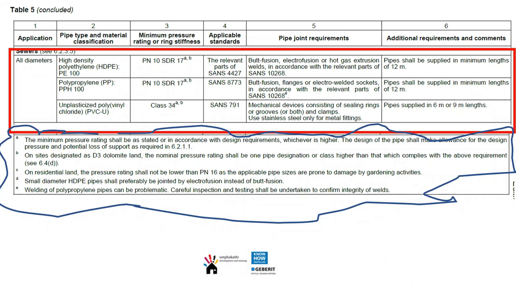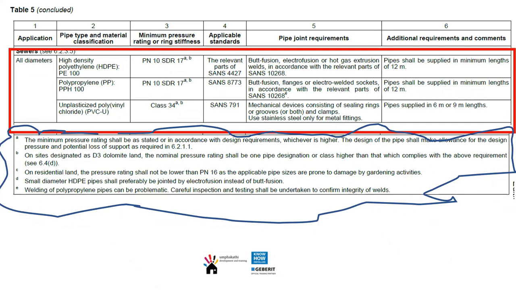Then UPVC class 34. And those need to be with mechanical devices consisting of sealing rings or grooves, or both, and clamps. So it's a little bit confusing with the sealing rings or grooves, are they talking about a rubber socket? And if that is the case, and you have subsidence of a couple of meters, it's going to pull out of the socket. So again, a little bit of a challenge. And as always, everything has to be tested and made sure that everything is watertight.